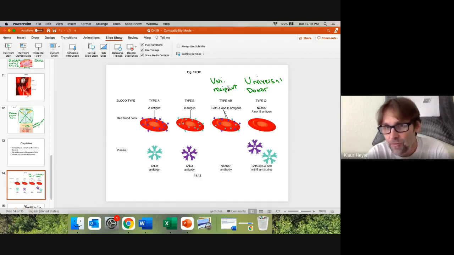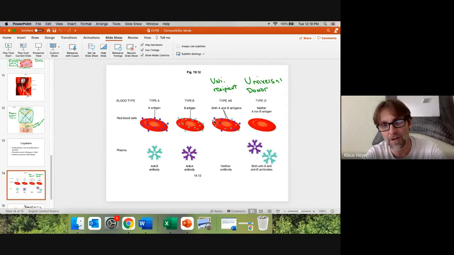So that's why I wrote here, universal recipient. So type AB can get blood from type A, type B, type O. It doesn't matter. Type O is like the worst one to be in a car accident, because type O can't get blood from anybody but type O. Because anything with an antigen on it is going to look strange, right? So it's only going to accept blood that doesn't have any antigen on it. So that's kind of how that works.